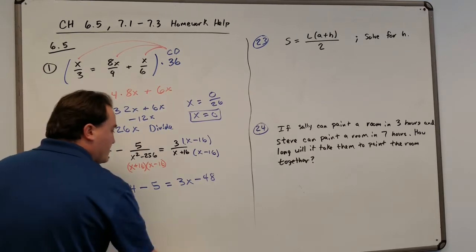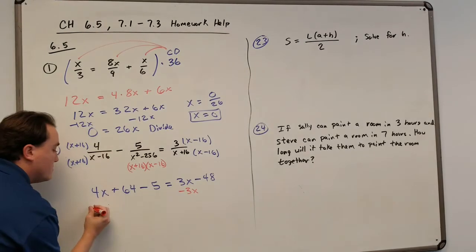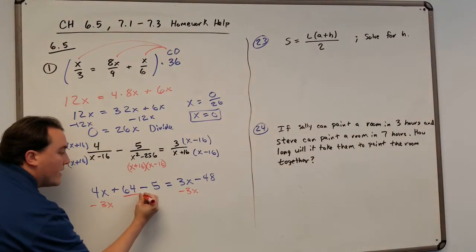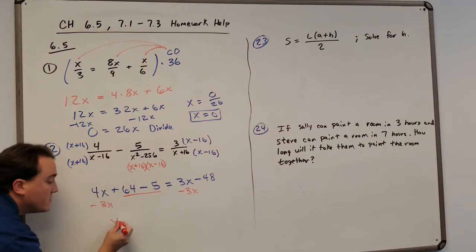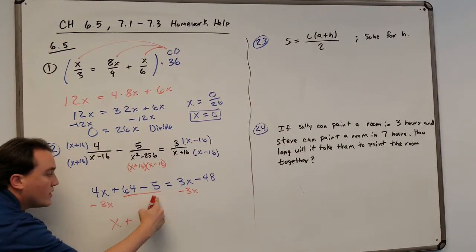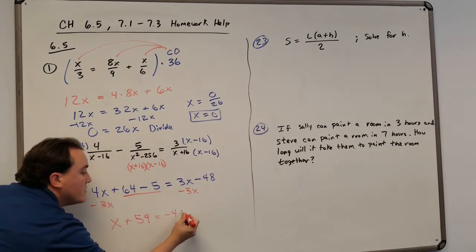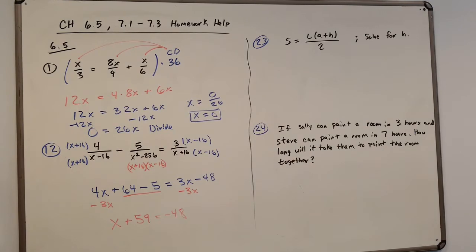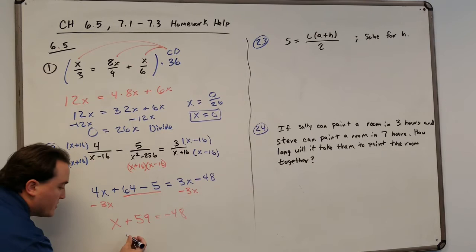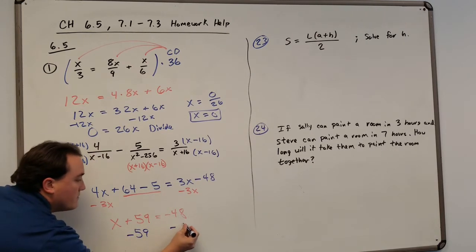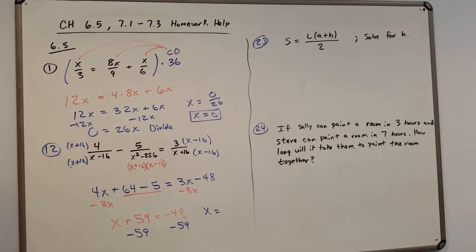We want all our x's on one side, so let's go ahead and move the 3x over here, and we'll add like terms. So we get 4x minus 3x is 1x, plus 64 minus 5 is 59, equals negative 48, and then subtract 59. Then we get our answer there. So x equals negative 48 minus 59. What is that?